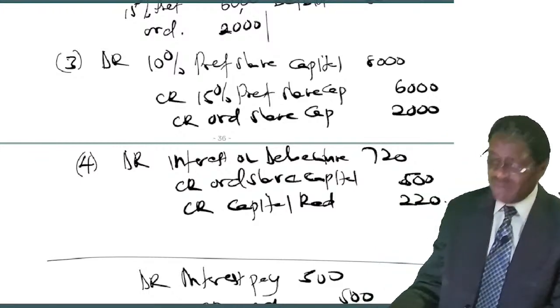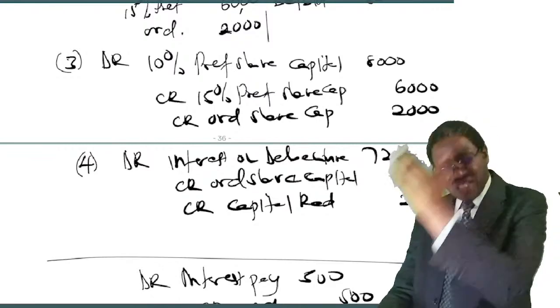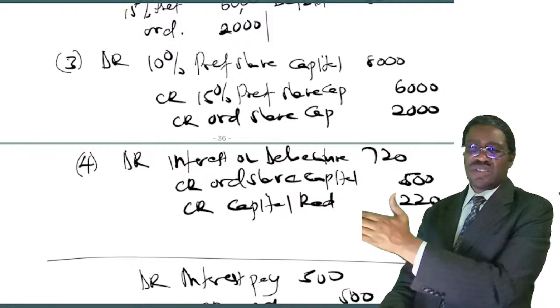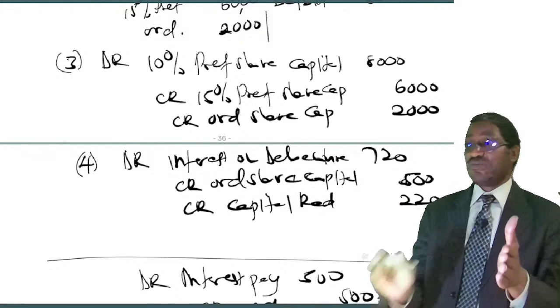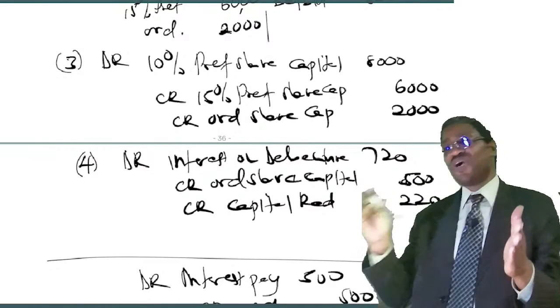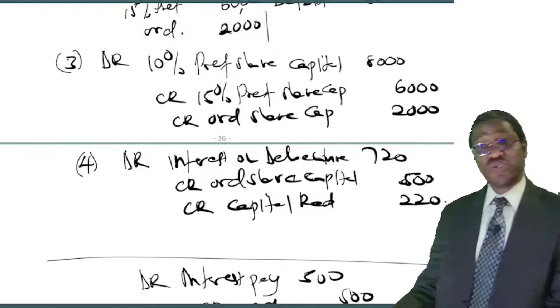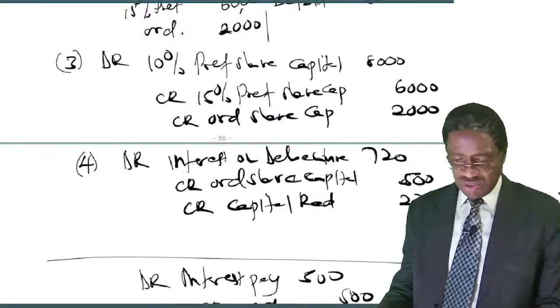But there's no problem. You can still combine the two as one, because we are settling a liability of 720 on the credit. So we debit the interest payable by 720 as a payment, but we credit ordinary by 500, and you credit capital reduction by 220. So put down that narration.